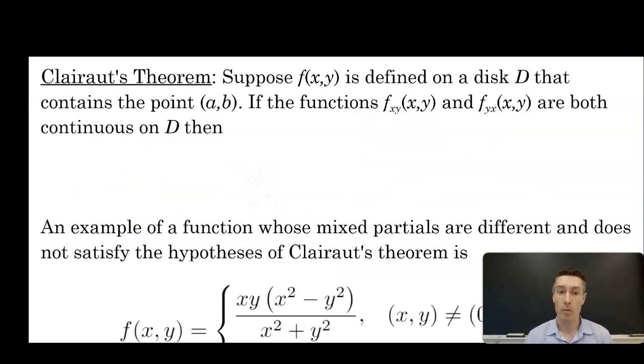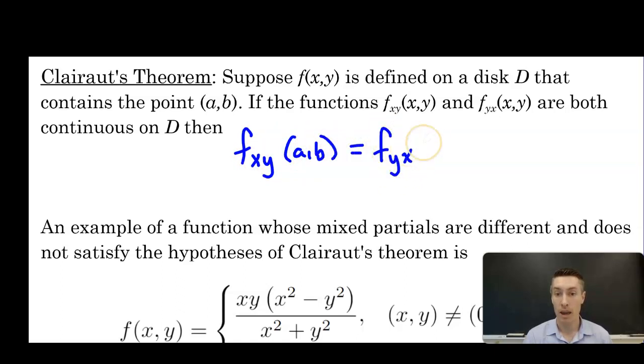So we have Clairaut's theorem. Suppose f of xy is defined on a disk D that contains the point (a, b). All right, so we have a function. We're trying to evaluate the partials at a point, and the function's defined at all the points close to it. If the mixed partial with respect to x then y, and the mixed partial with respect to y then x are both continuous on that disk, then it will be true that the mixed partial with respect to x then y at the point (a, b) will be equal to the mixed partial with respect to y then x at that same point.